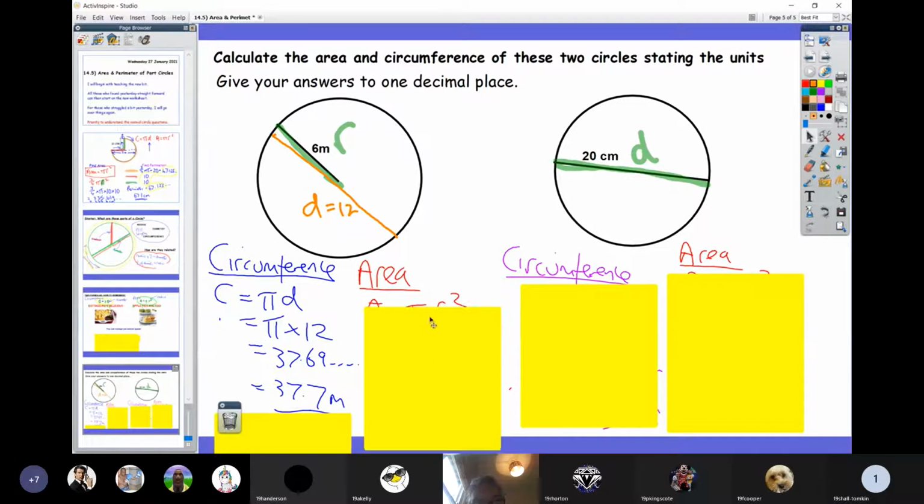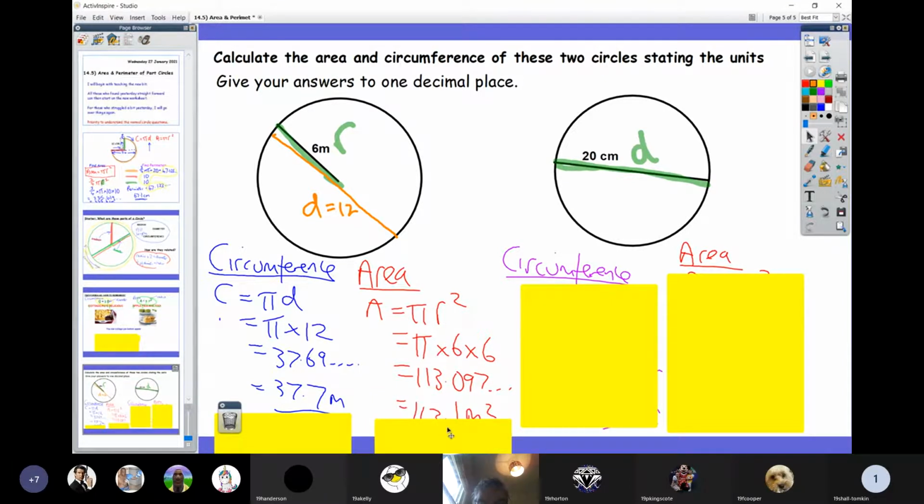Now, to work out the area, you've got to use the formula area equals pi r squared. Now, the question gave us the radius. It gave us that it is 6, so it's going to be pi times 6 squared. So pi times 6 times 6, which is 113.097, which is 113.1 when you round it.